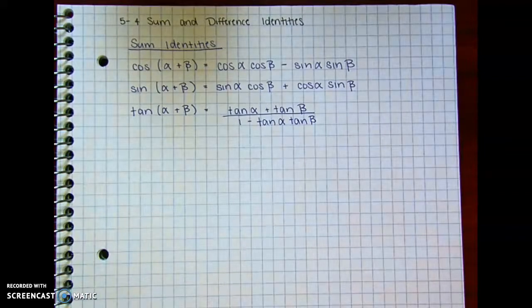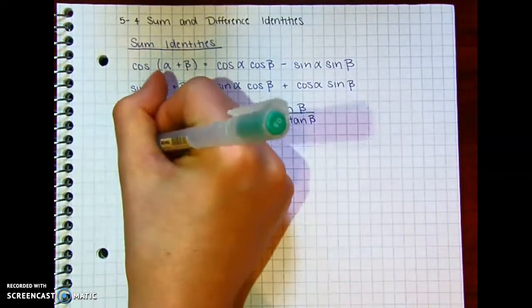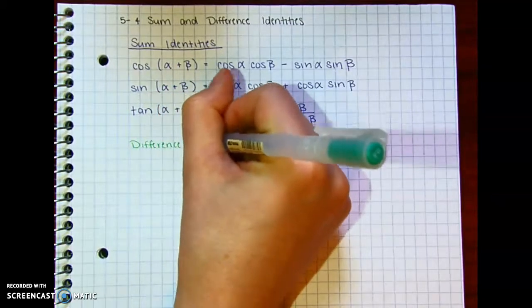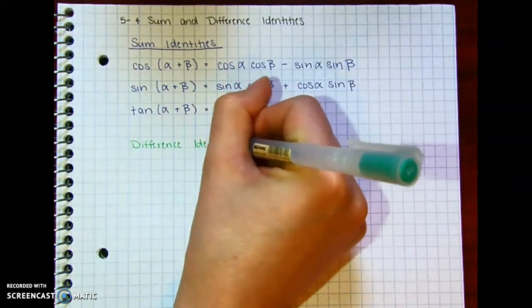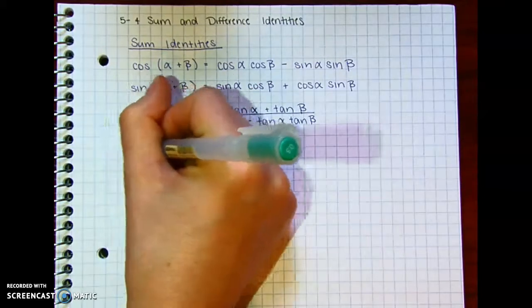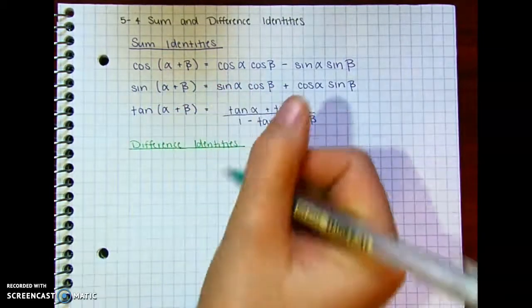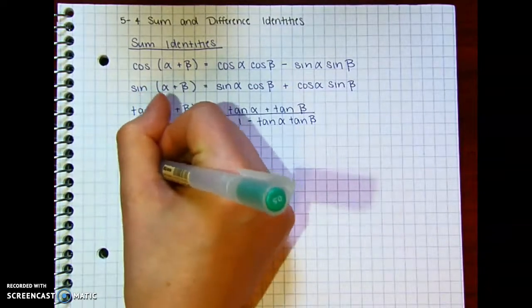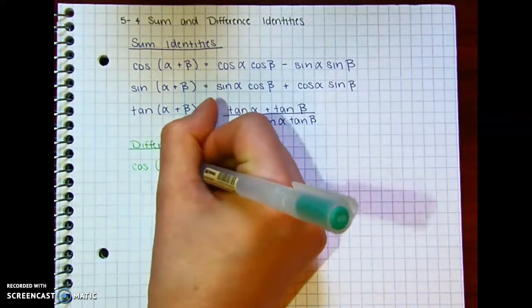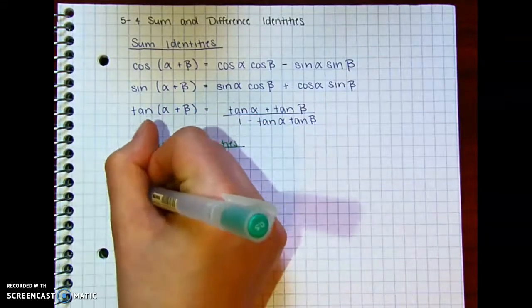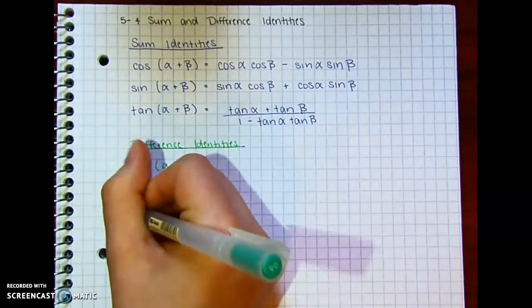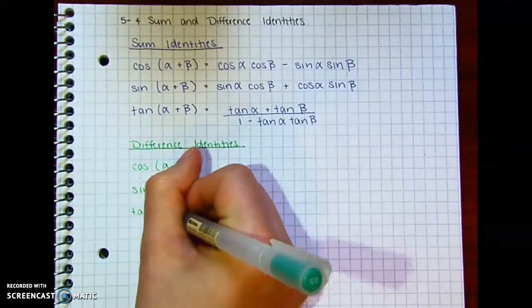Your difference identities, again, there are 3. So we have one for cosine of the difference of 2 angles, sine of the difference of 2 angles, and tangent, difference of 2 angles.